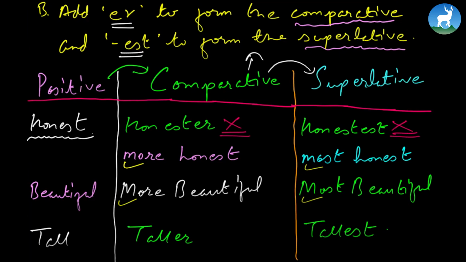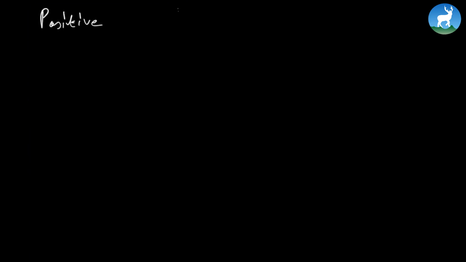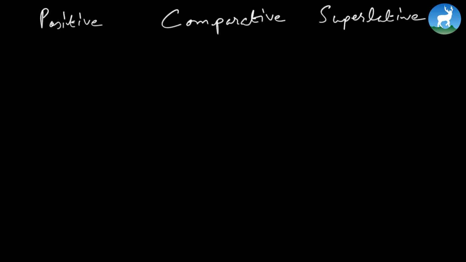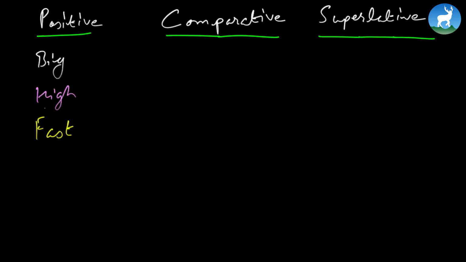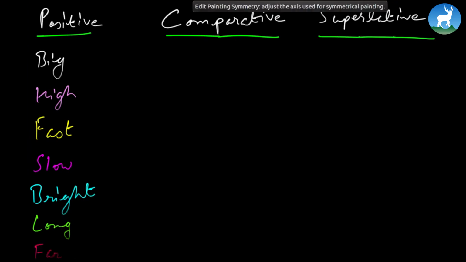So there are a few more adjectives which you do as homework, okay? So this is positive, and here we have comparative, and finally, we have superlative. Positive, comparative, and superlative. So here are the words. Now, tall is done. You can work on big, high, fast, slow, bright, long, and finally we have far. So figure out the comparative and superlative of these positive adjectives. And you can do this as homework, and thank you very much.